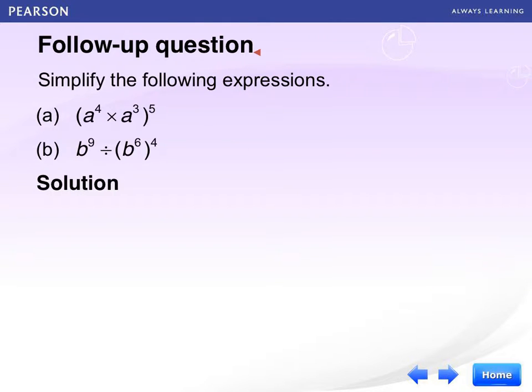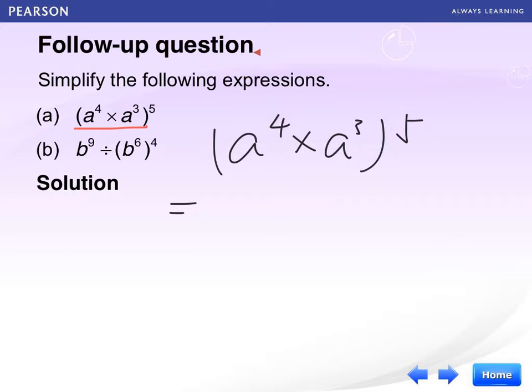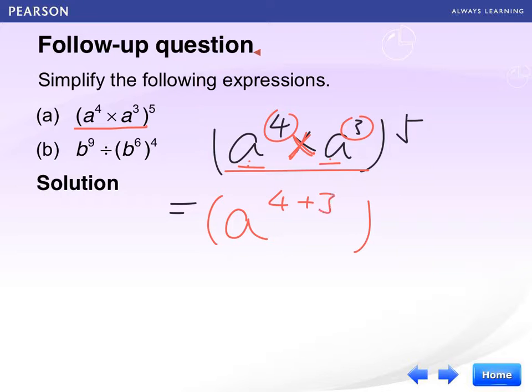Now we would like to try this example, part A. We want to simplify a to the power 4 times a cube, and to the power 5. First, we process a to the power 4 times a cube. It is a product with the same base, so you can sum the index. That means 4 plus 3, and you keep power 5. So you find that it is a to the power 7.